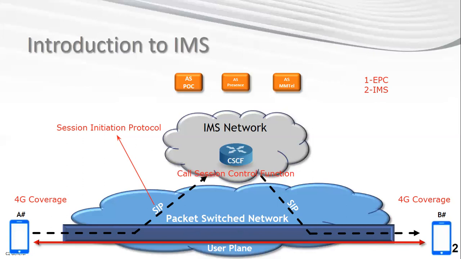So the first thing that will happen is that the two users will register on the EPC, the Evolved Packet Core. During the registration, they do the authentication, ciphering, and all the things that they do in the beginning. Authentication makes sure this person is authorized to access the network. And after they finish, they register on the IMS network, on the Cscf.